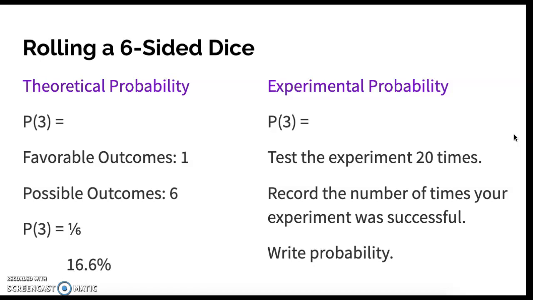Yours may have been similar. It may be less, or you might be really good at rolling 3s and yours might be a lot higher. But again, as we do this experiment more, so if I rolled the dice another 20 times, or if I rolled it 100 times, your experimental probability should become close to 16.6% as you do your experiment more often.